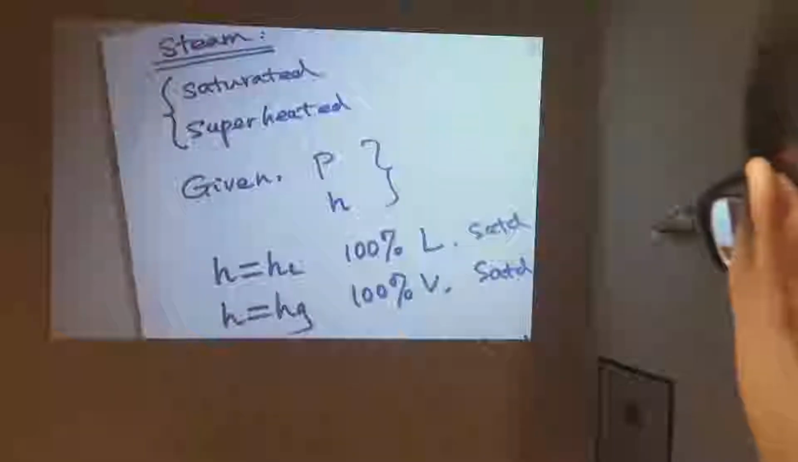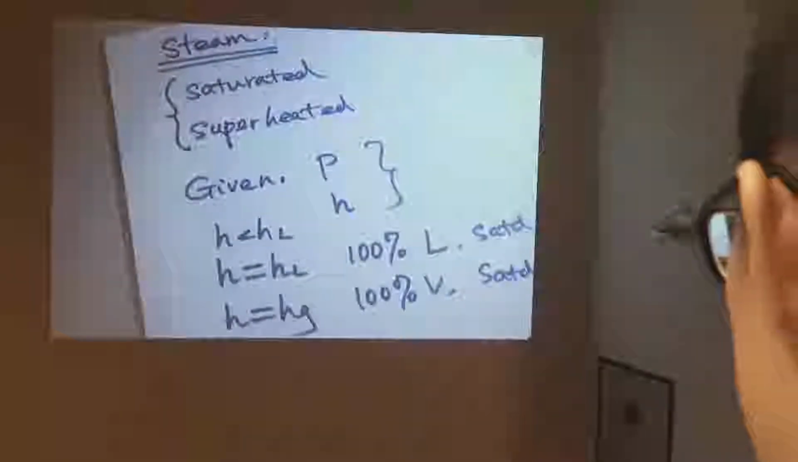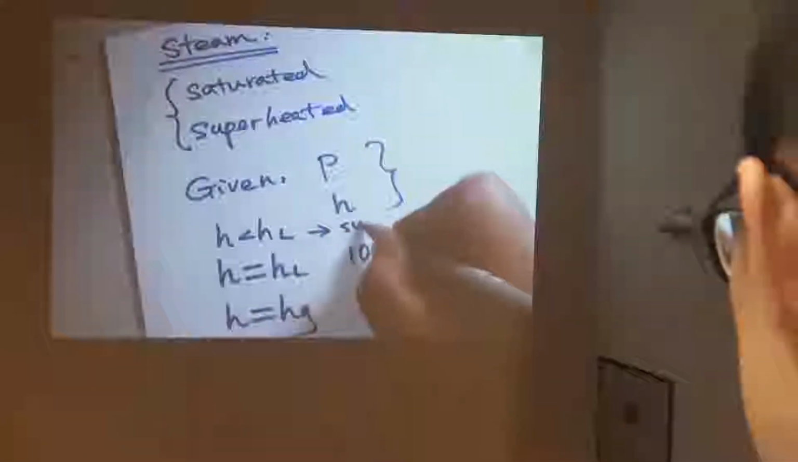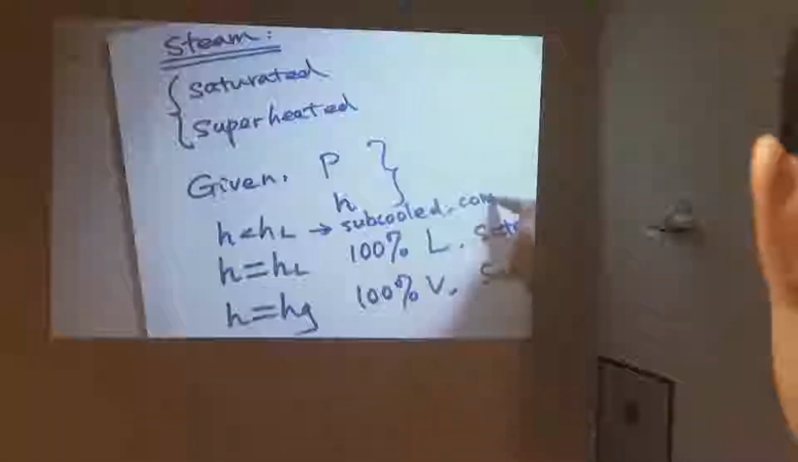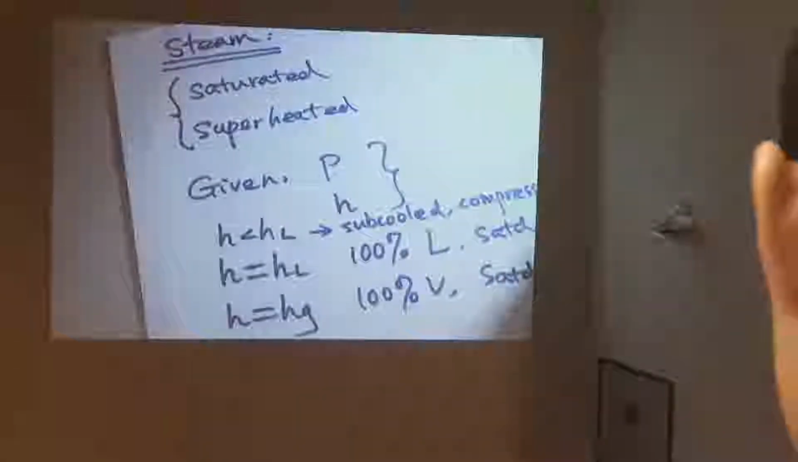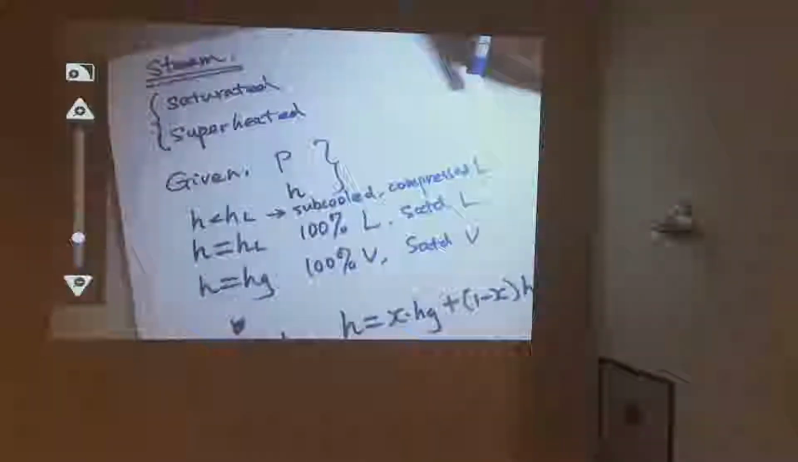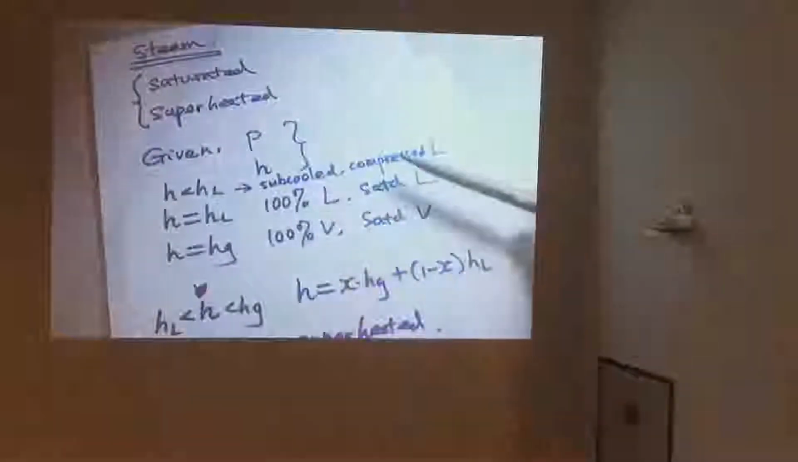4 cases. Some of you say, can it be here? If this is lower than this. Is it possible? Yes. If this one is lower than this, we call this either sub-cool or compressed liquid. This is a new thing. Right now, I think this part is a little bit new to you. So it means if it's below the liquid, 100% liquid, that will be subcooled or compressed liquid.